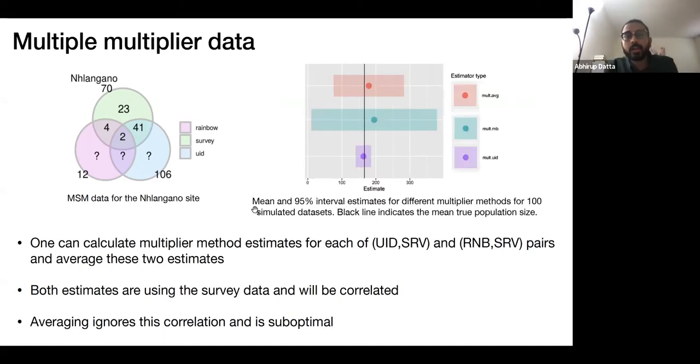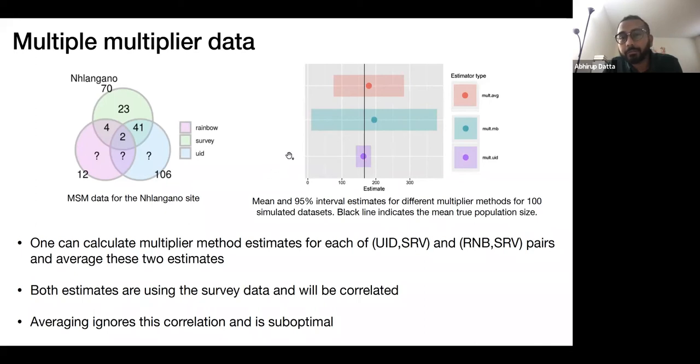This is a simulation study that I'm going to describe in detail later. Just mimicking the data patterns in Langano, we have a multiplier method estimate based on the survey and the UID, a multiplier method estimate based on the survey and the Rainbow Night, and the average estimate, which is simply the average of these two estimates. As you can see, we had more data on unique object recipients, so this estimate was highly precise, whereas this estimate was not. And then the average was somewhere in the middle, so it's not as precise as this one.